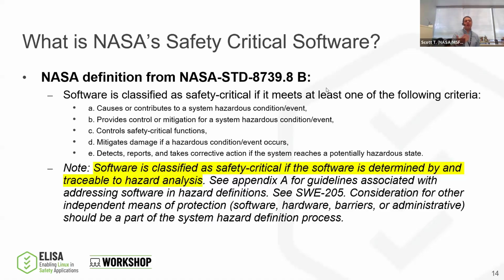Essentially, you can read all this language, but I highlighted what I found is the main aspect. If you're ever doing something with NASA, this is really what it's going to come down to. The software is classified safety critical if the software is determined by and traceable to a hazard. So if you have some sort of hazard analysis and the software is trying to mitigate it, control it, or take corrective action, that's where we're going to start to look at this and say, this is what we're going to end up working on.